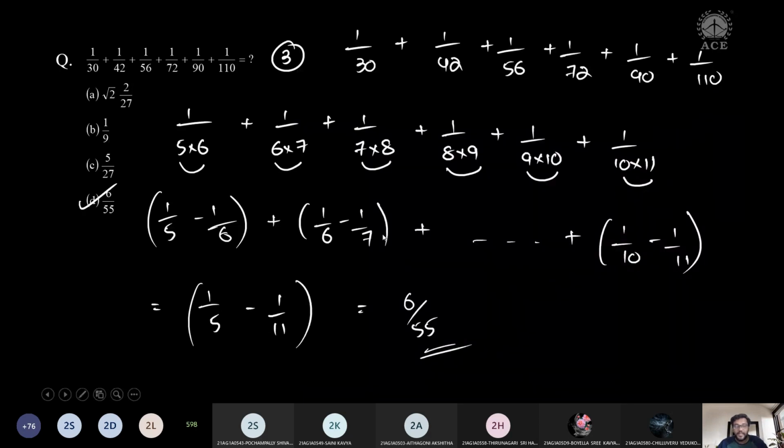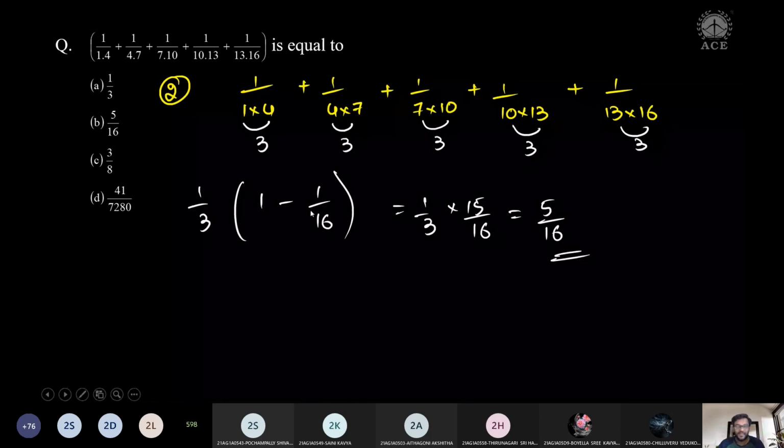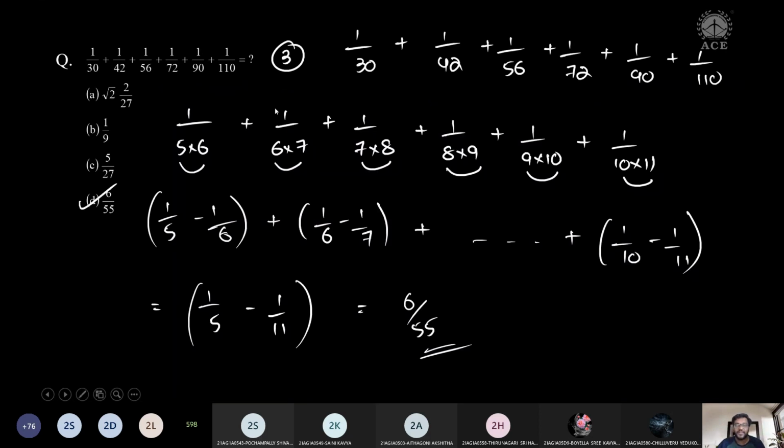6 divided by 55. See, the denominator you are splitting. 1 by 30, 1 by 42, 1 by 56 is given. We are splitting as 2 numbers product so that we will get this simplification. First term and last term only left out. This is that simplification, my dear friends. Right. See the next question.